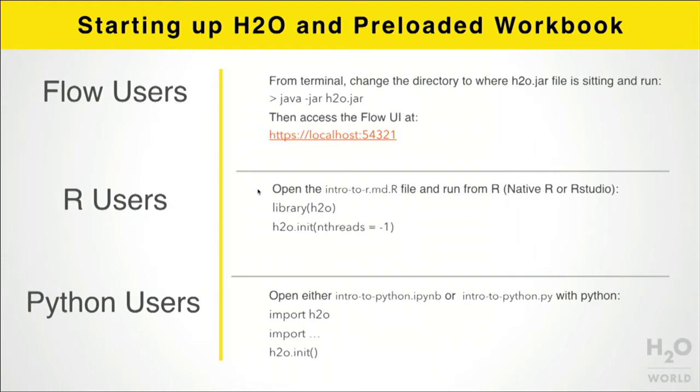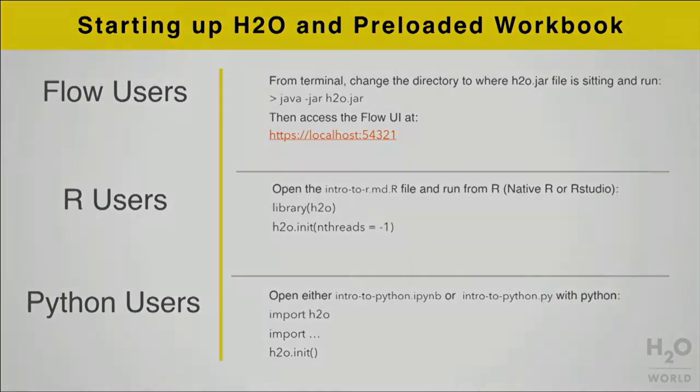One quick note for our users is when you initialize a connection in R, by default, we will take 2 cores of your machine. So when you set nthreads equals to -1, it will utilize all the cores of your machine. So it's a small point, but an important point to drive home. And in Python, import h2o, and then again, an h2o.init function.